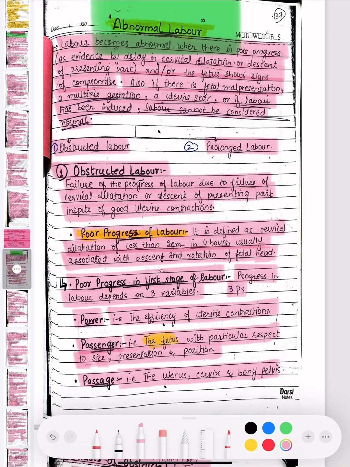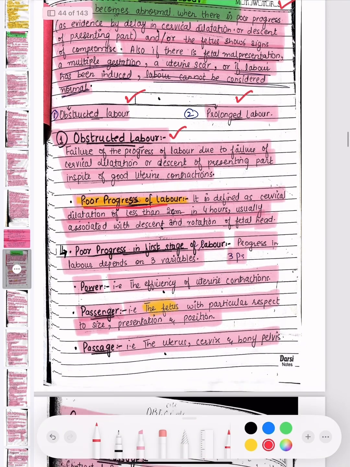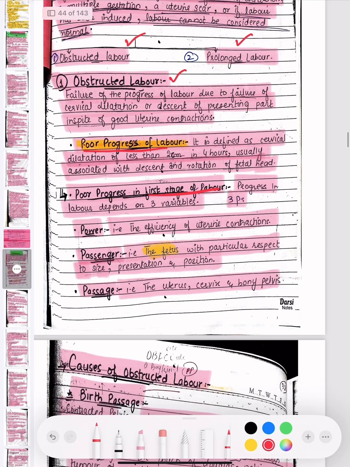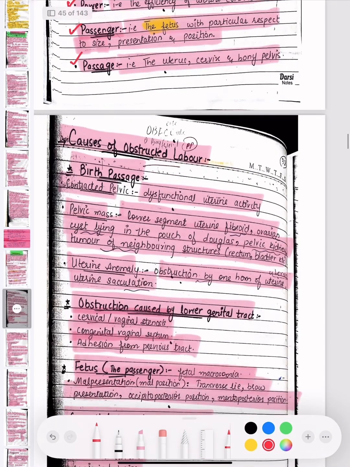Okay, this is the abnormal labor. First, we have discussed what abnormal labor is. Then under abnormal labor, we have obstructed labor and prolonged labor. So first, we discuss obstructed labor. In obstructed labor, there is poor progress of labor and poor progress in the stages of labor. This is due to the power, the passenger, and the passage. These are the causes of obstructed labor.